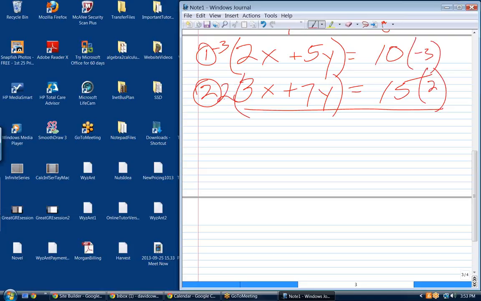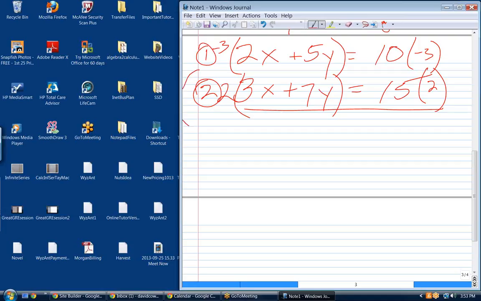Notice that's going to give me 6x here and minus 6x there. So after I do each of those, I will then be able to add the equations, which a lot of people are much more comfortable with. It's always setting it up so that you're going to end up adding the equations in order to eliminate the variable.